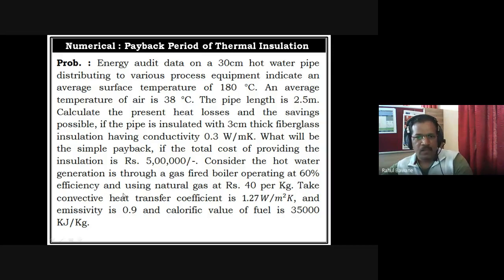And using natural gas at rupees 40 per kg, so they provide the cost of fuel as 40 rupees per kg. Take the convective heat transfer coefficient as 1.27 watt per meter square Kelvin, and emissivity, that means they want us to consider the radiation part. The emissivity is 0.9 and the calorific value of fuel is 35,000 kilojoule per kg. So this is the total statement, and from this we have to calculate our payback period.